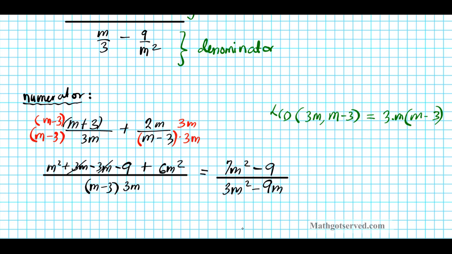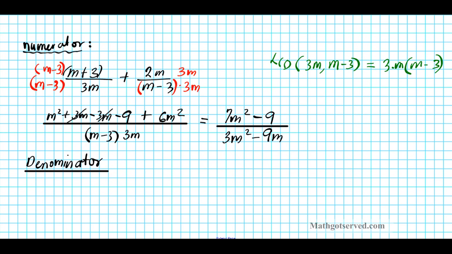Now we're going to shift our attention to the denominator. Okay, so let's go ahead and do that. So the denominator is the second part of the problem after we split it up. So the denominator is as follows, is m over 3 minus 9 over m squared.